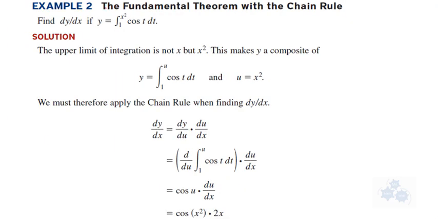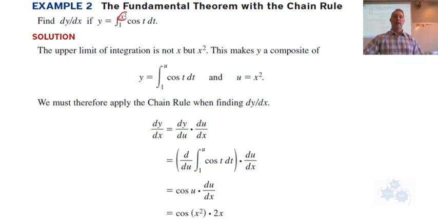All right, so example 2. This is the tricky part, when you have x squared as an upper limit. This is not x, right? And it's very important that we don't treat it the same. The answer is just not cos x squared. Okay? It's not that simple. The reason why that's not that simple is because this x squared, we actually have a derivative, don't we?